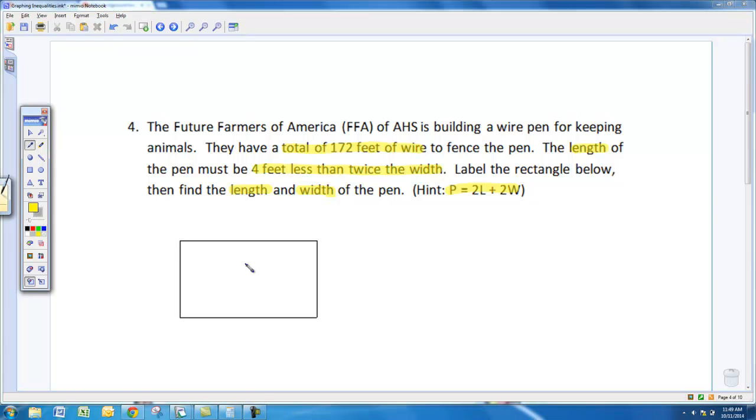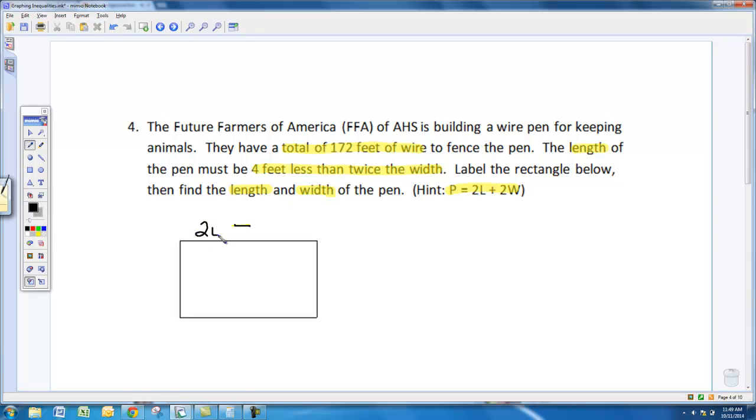So let's first label our rectangle. The length is 4 feet less than twice the width. Less than means to subtract. Less than is also a turnaround phrase that tells us that the words that come after the less than must go before the minus. So twice the width, that would be 2w. 4 would go after the minus sign.